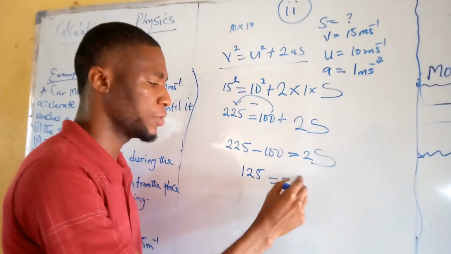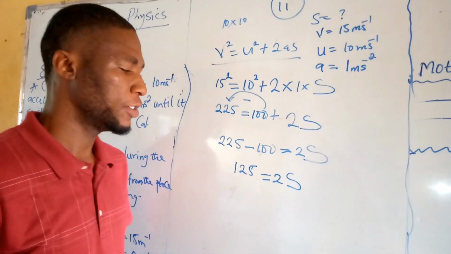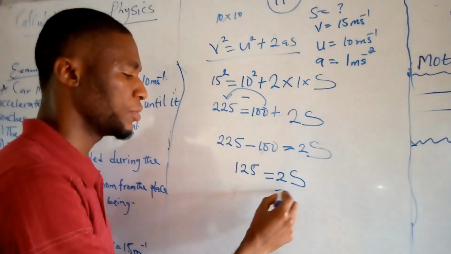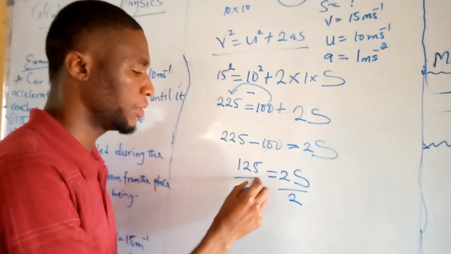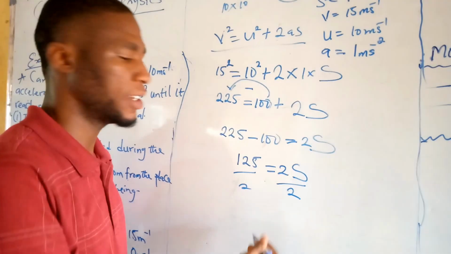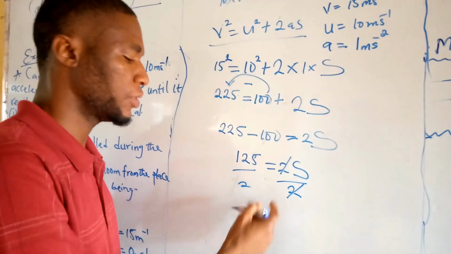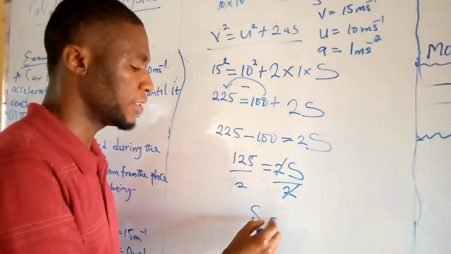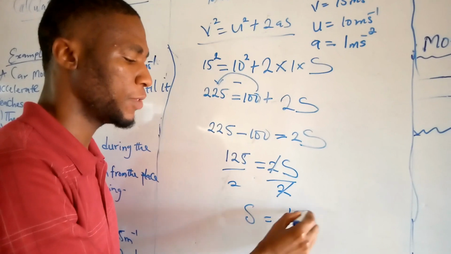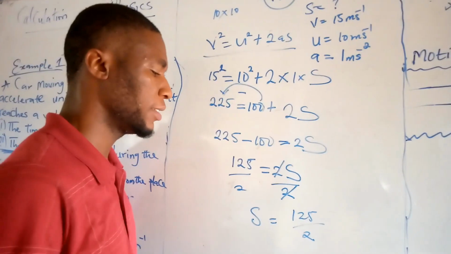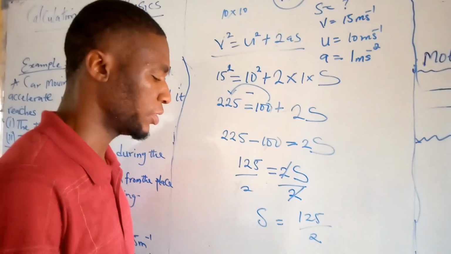125 is equal to 2s. If that be the case, then we are going to divide both sides by 2, so that s will stand alone. Dividing both sides by 2, 2 cancels 2. So we have s is equal to 125 over 2. So 125 divided by 2 is going to give us what?